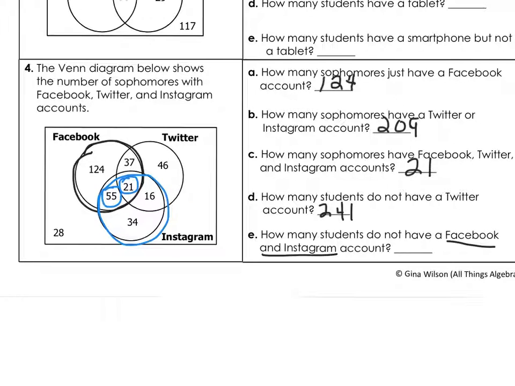So we have 55 and 21 that have a Facebook and Instagram, but we want to find out how many do not have those. So that means we just have to add up all the other numbers besides the 55 and 21. So we have 124, 37, 46, 16, 34, and we can't forget about the 28. When we add all those numbers up, we get 285.